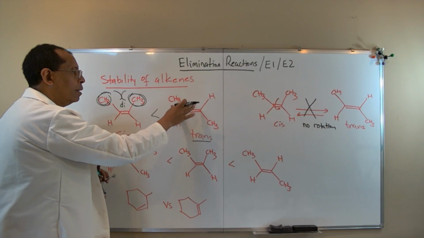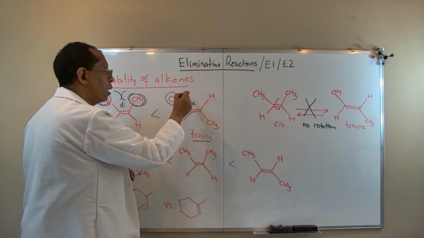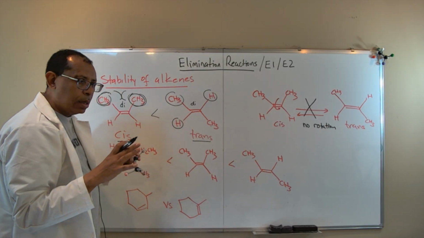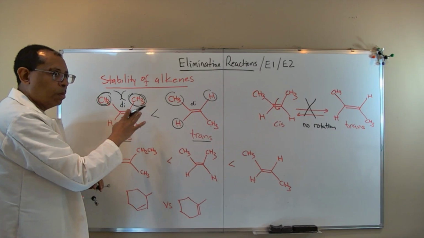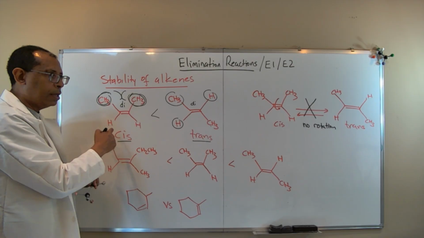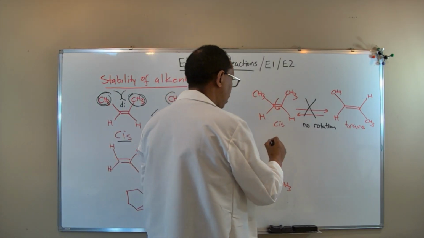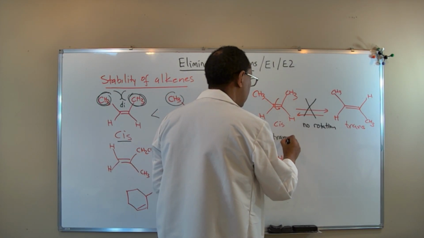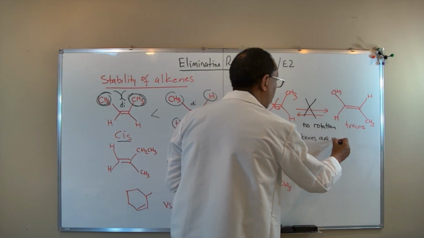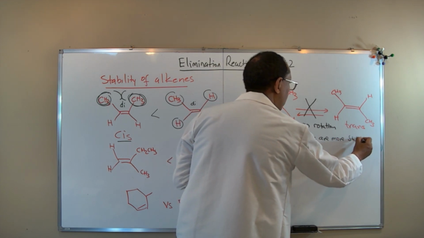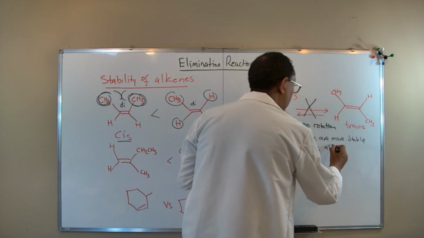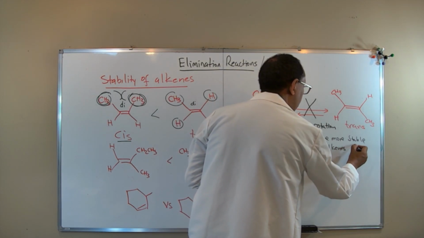The trans is just clashing with a small hydrogen to methyl, small hydrogen to methyl. So relatively, the trans is more stable in alkenes. Trans alkene is more stable than cis alkene. So the generalization is trans alkenes are more stable than cis alkenes. This is because of sterics.